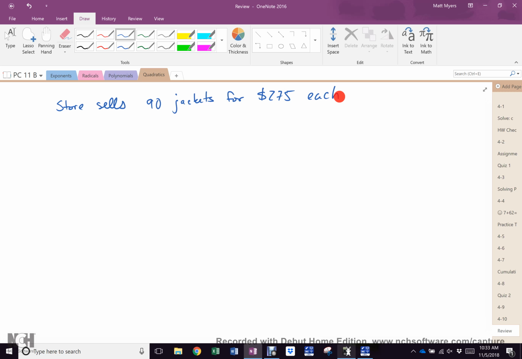Everybody cool? At the end of the season, what should I do with my winter clothes? I run the store. What am I going to do? I'm going to do a clearance sale, yeah? So I start selling them off. I notice that if I decrease the price by $15, I sell 5 more jackets. Does that make sense? Something's on sale, people buy it, right?